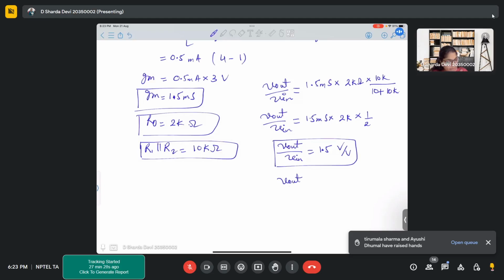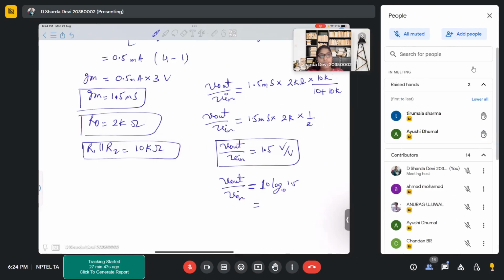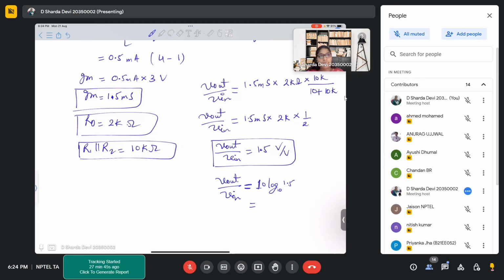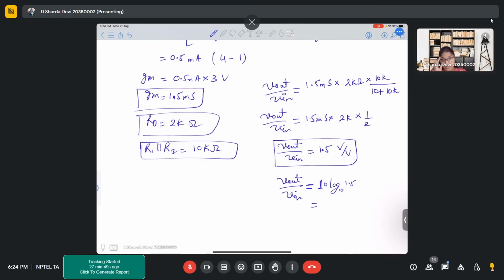And what about in decibels? What will be the value that we'll get in decibels? Yeah, 10 log 10, 1.5. How much is this in dBs? What is the gain in dBs?